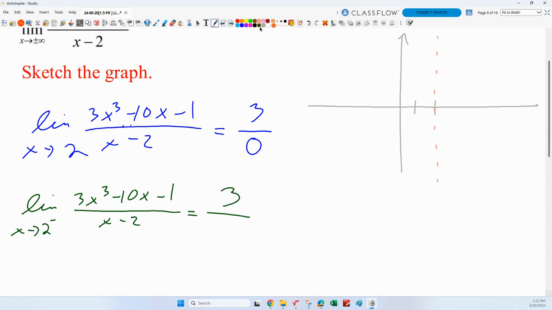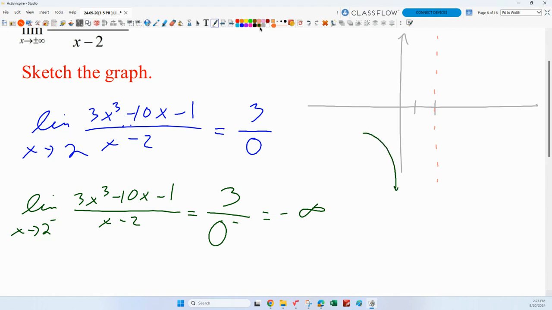What do I get on the bottom, however? If I'm approaching 2 from the left, what's 2 subtract 2? Everybody agree that's 0 minus? I have a number slightly less than 2, minus 2 gives us a small negative number. So what's the answer? Okay, negative infinity. So we know from the left side, we're doing something like that.